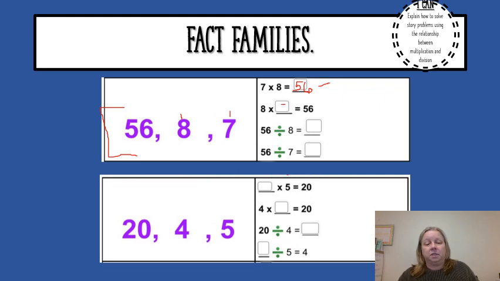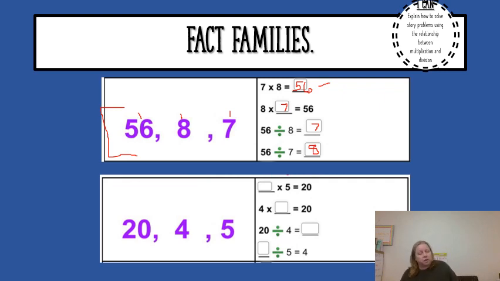The 7's missing. Let's put the 7 in. The 56 divided by 8 is equal to, find 56, find 8. What's missing? The 7. And then 56 divided by 7, 8. Very good.